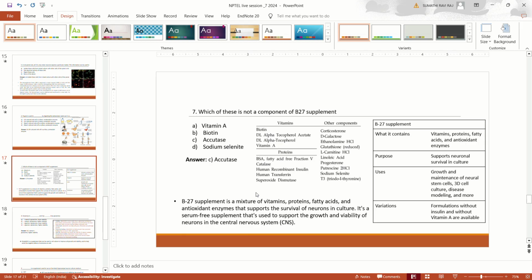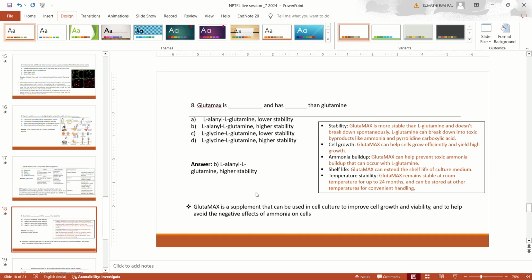The purpose is to support neuronal survival in cell culture, and it can be used for growth and maintenance of neuronal stem cells and also in 3D cell culture, disease modeling and many more. Variations of these formulations are also there, where you can have formulations without insulin or without vitamin A, depending on the experiment and the necessity of the design of your project.